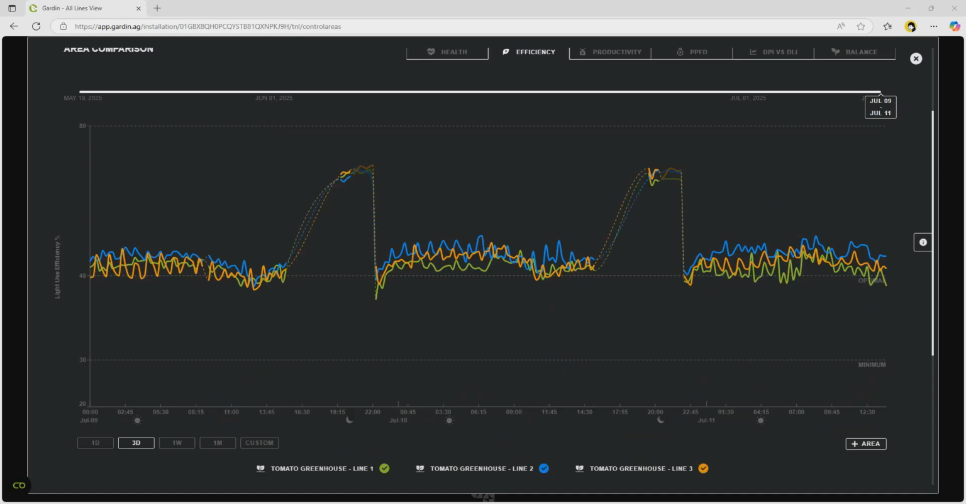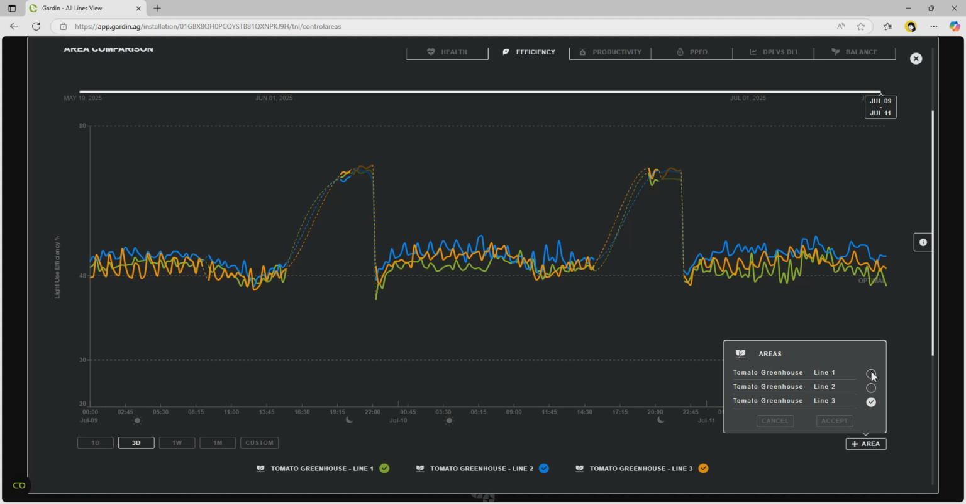If I wanted to look at just one line, I can easily do that by clicking on the area button and deselecting the other lines.